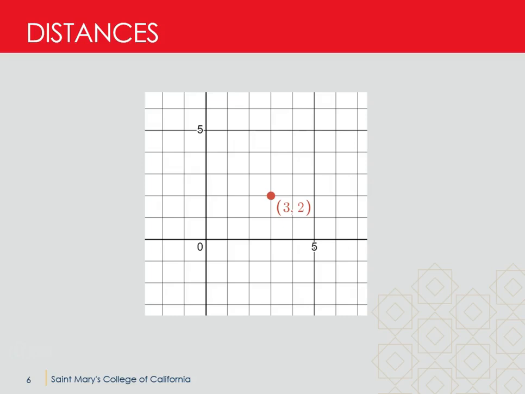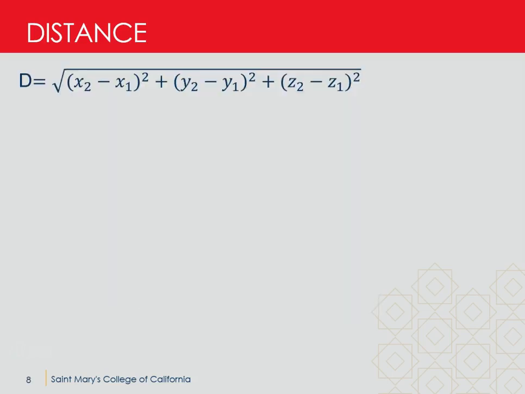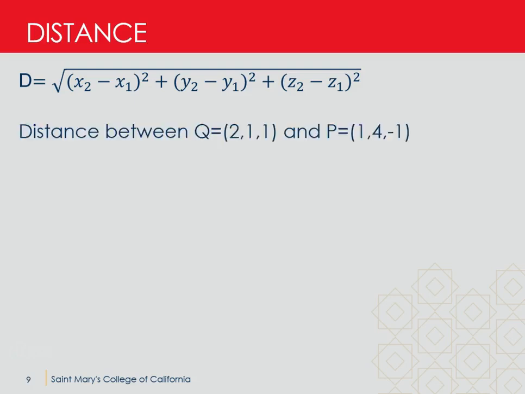Okay, so how about distances? If we have a point in 2D space, we want to find the distance from the origin. We're familiar with Pythagoras, so we take the square root of 3 squared plus 2 squared. If we do something similar in 3 dimensions, where we want the distance between 2 points, we just take the difference between the x values and square it, the difference between the y values and square it, the difference between the z values and square it, and take the square root of all of that. So it's really just an extension of the Pythagorean theorem to 3 dimensions.